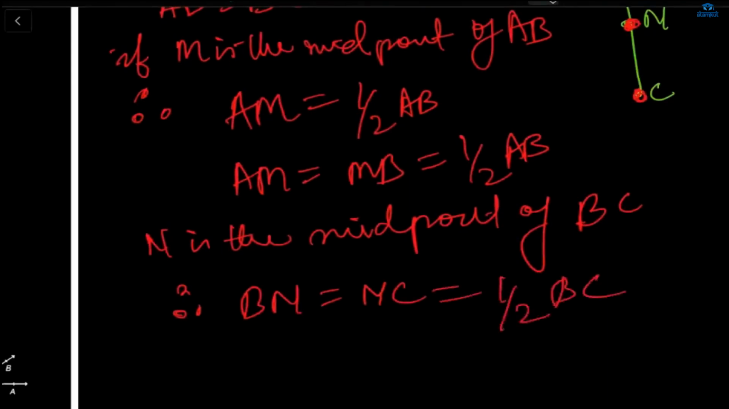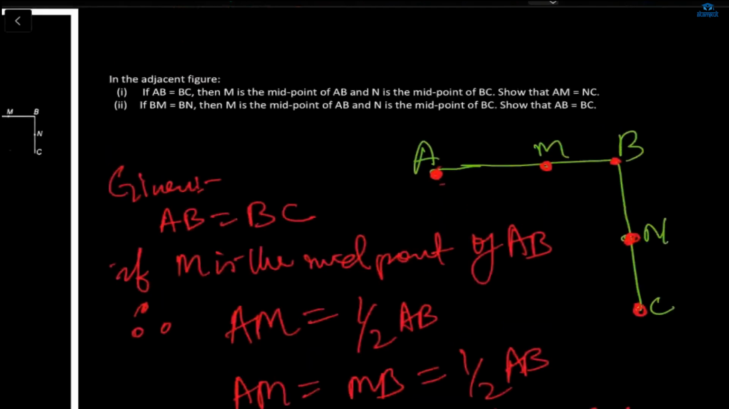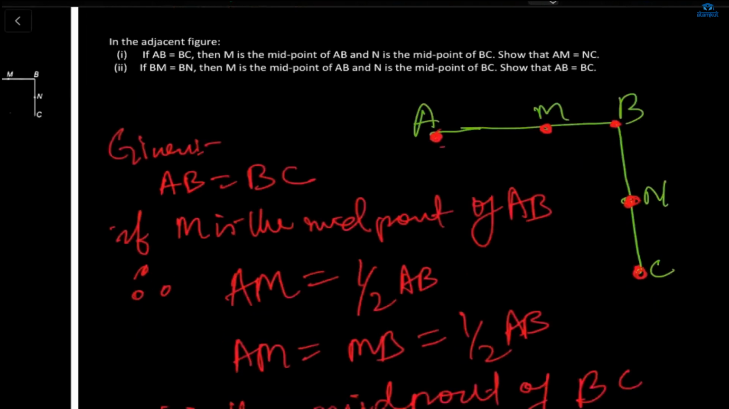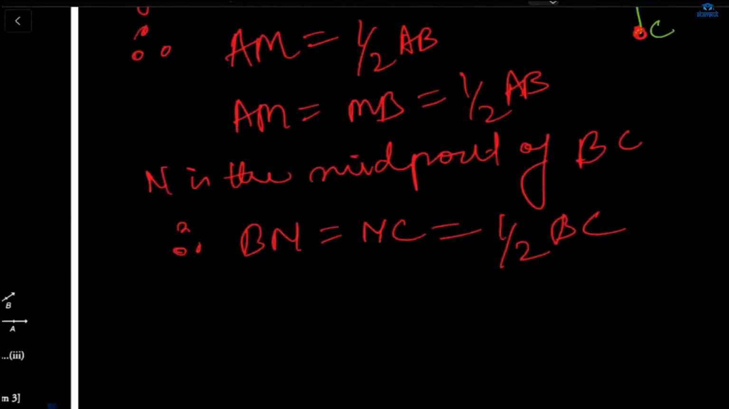Okay. Now, let's see the second part. Show that AM is equal to NC. Now, it is asked you to show that AM is equal to NC. Can you show that AM is equal to NC? Now, if you write AM or NC, okay? So, it is already given that AB is equal to BC.